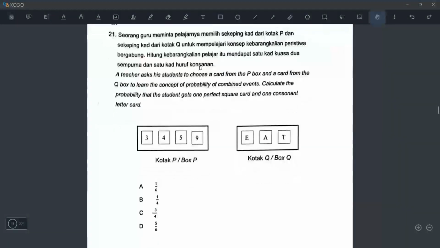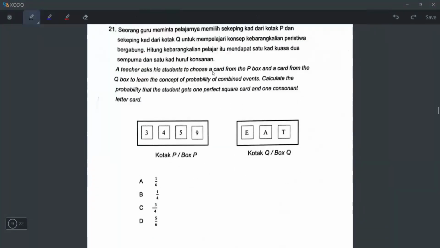Okay, let's go to 21. A teacher asks his students to choose a card from box P. From box P, I choose one card, and a card from box Q. And then combine the result. They say this is to learn the concept of probability of combined events. Calculate the probability that the student gets one perfect square and one consonant letter card. You see, this is a probability question, and I mentioned it in the class already.